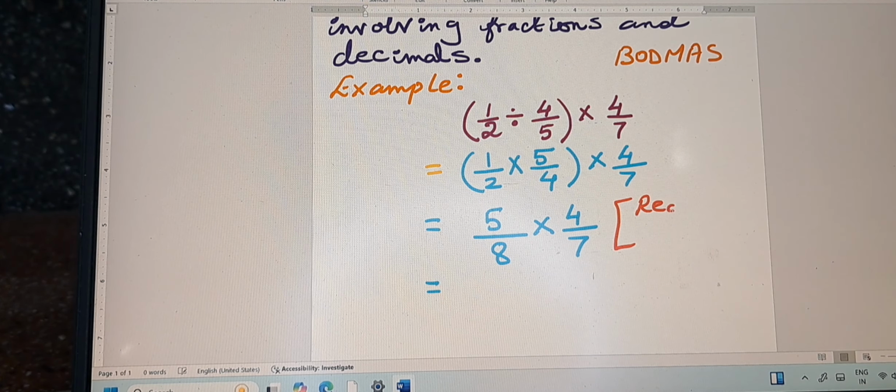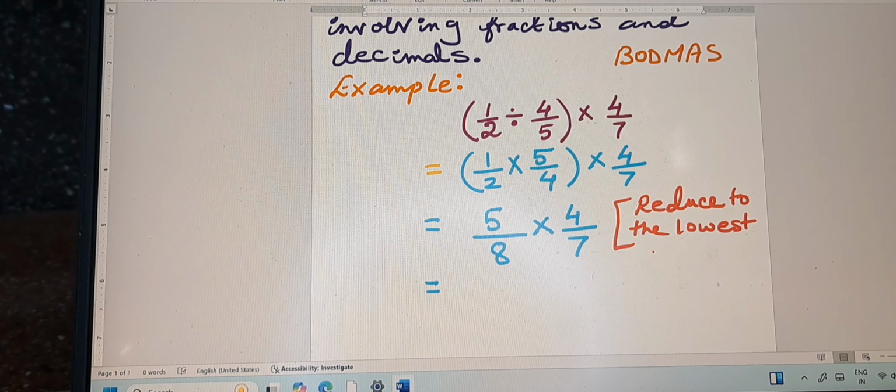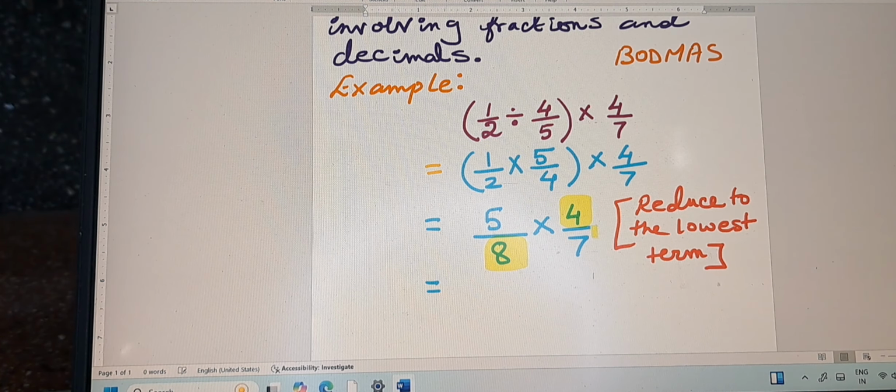Here we need to apply the reduce to the lowest term, which is very important in fraction chapter. Where we need to know the rule and we need to apply those rules in the sum. So what we can see over here, students, whenever we are going to reduce any number, we can go with the numerator and denominator, as well as we can crisscross and reduce, but we cannot reduce any number side by side. So these two numbers can be reduced.